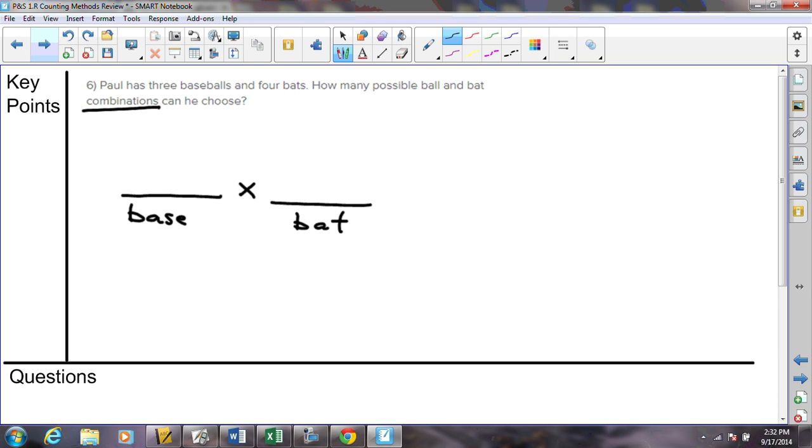How many baseballs does he have? How many bats does he have? Just by recognizing the slot for a ball and the slot for a bat, we can set up the fundamental counting principle to find the number of possible pairs. 4 times 3 gives us 12, and we're done.